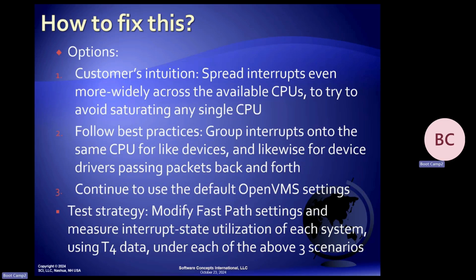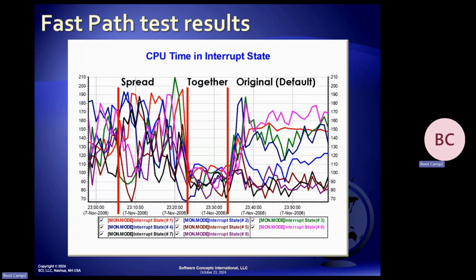But we proposed a test. Let's try it your way, and then we'll try it my way, and then we'll return it to the original and see what happens. And this was the way we measured that. We just measured the total CPU time in interrupt state. So at the start of the test, we spread it all out the way the customer wanted. Total CPU time in interrupt state got higher, which was worse.